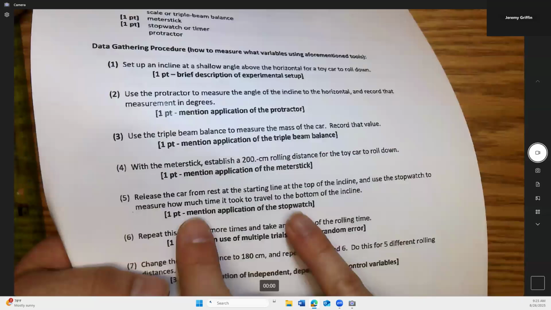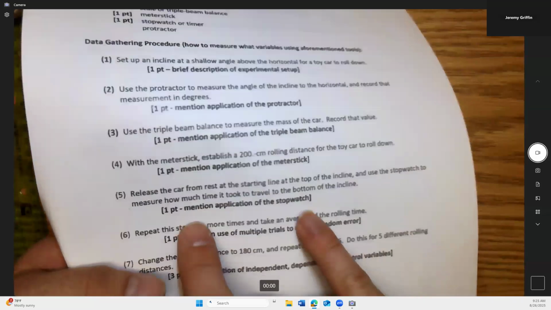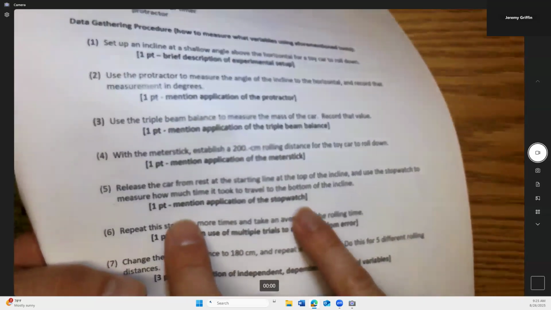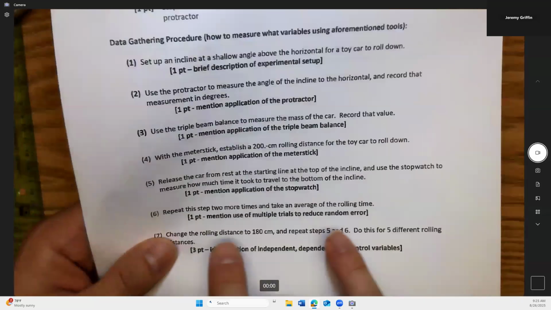Yes. Release the car from rest at the top of the incline. Use the stopwatch to measure how much time it took to reach the bottom of the incline. So I would pick up a point for that for mentioning application of the stopwatch. Right. Okay. So great. That's one trial.